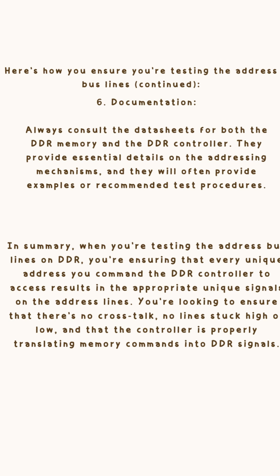In summary, when you're testing the address bus lines on DDR, you're ensuring that every unique address you command the DDR controller to access results in the appropriate unique signals on the address lines. You're looking to ensure that there's no crosstalk, no lines stuck high or low, and that the controller is properly translating memory commands into DDR signals.